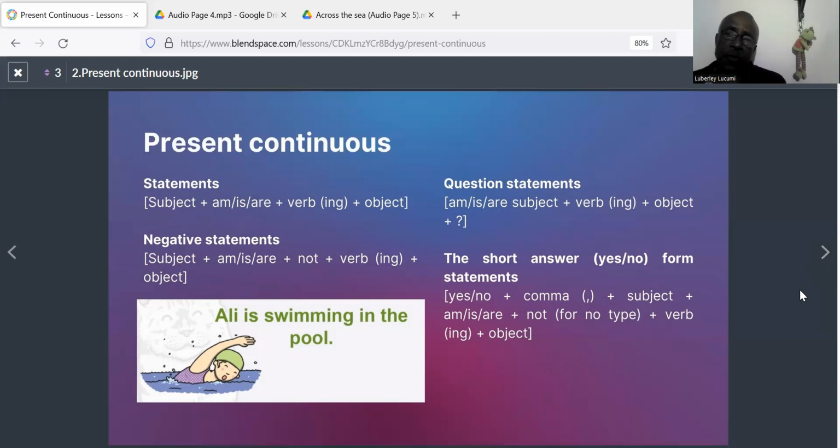Don't worry about it because you have a little bit of an idea about it, because we were talking about how to make sentences with verb to be. It's similar to present continuous. The only difference is that in present continuous we have to add verb plus ing after verb to be, but the rest of the structure is the same. Okay, let's continue.